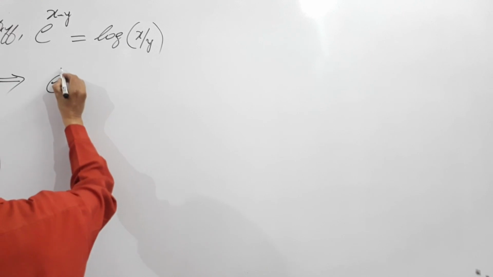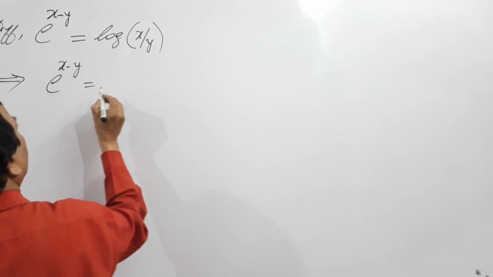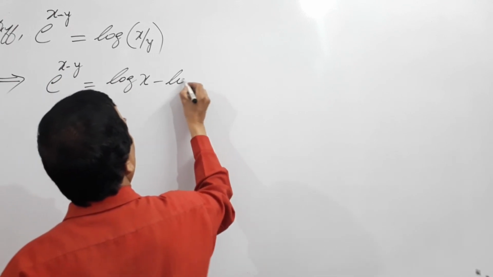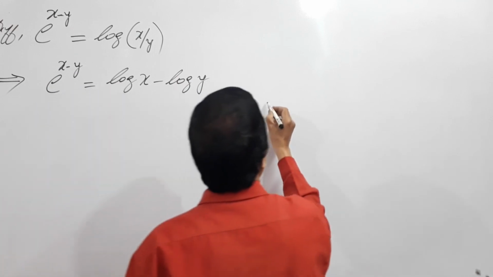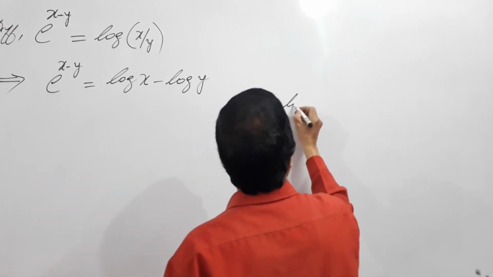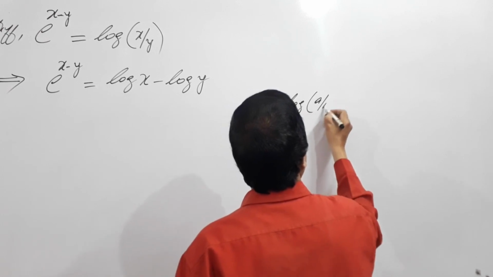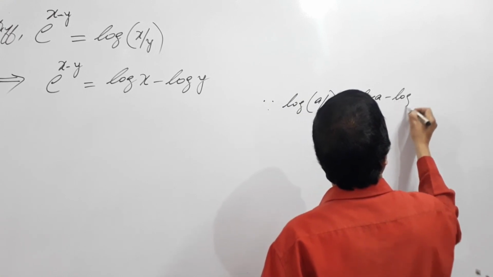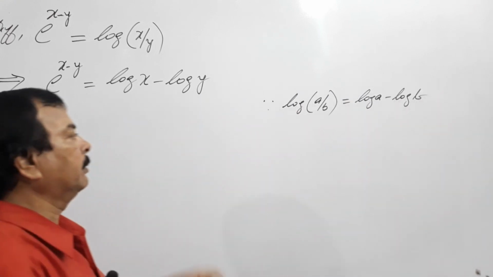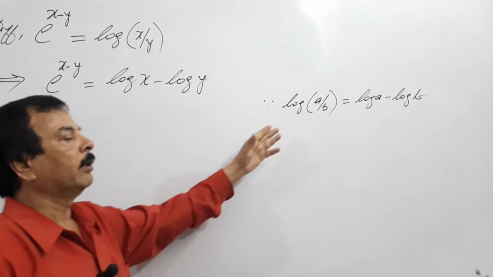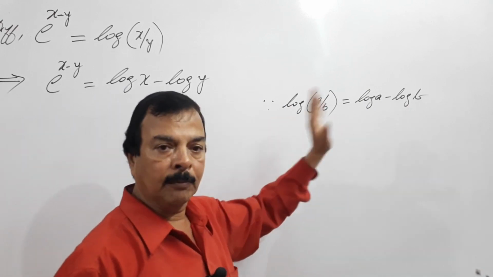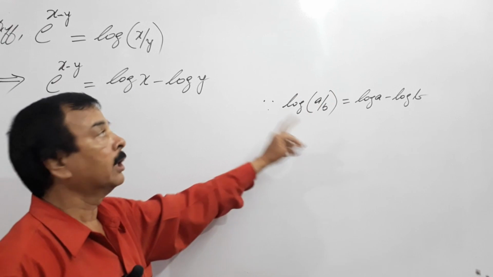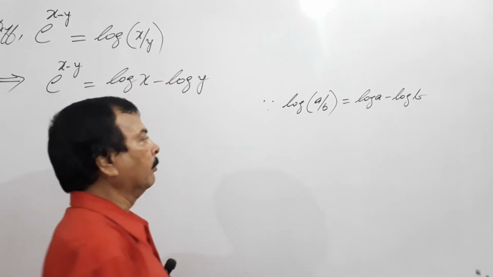I can write this e to the power of x minus y equals to log x minus log y. We know that since log of a by b equals to what? Log a minus log b. I have used this concept here to solve this problem. So when I teach you about logarithm functions in the next class, for this problem you try to know this much and we shall apply here and do the problem.